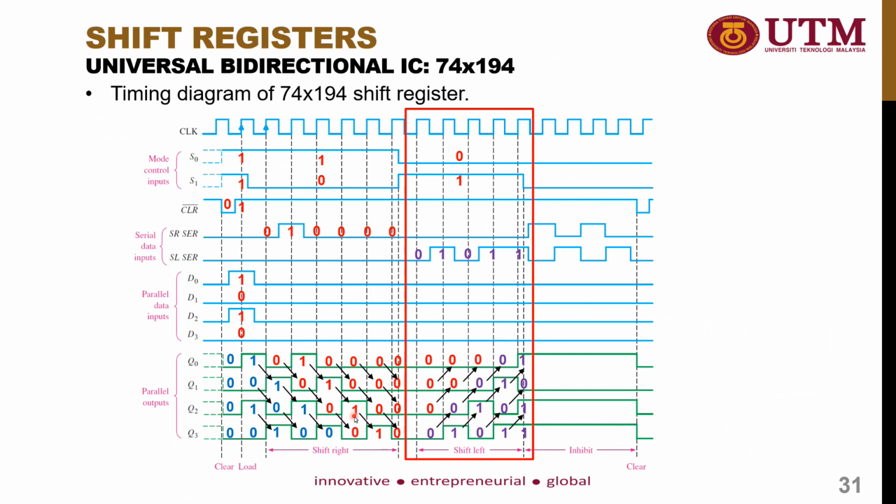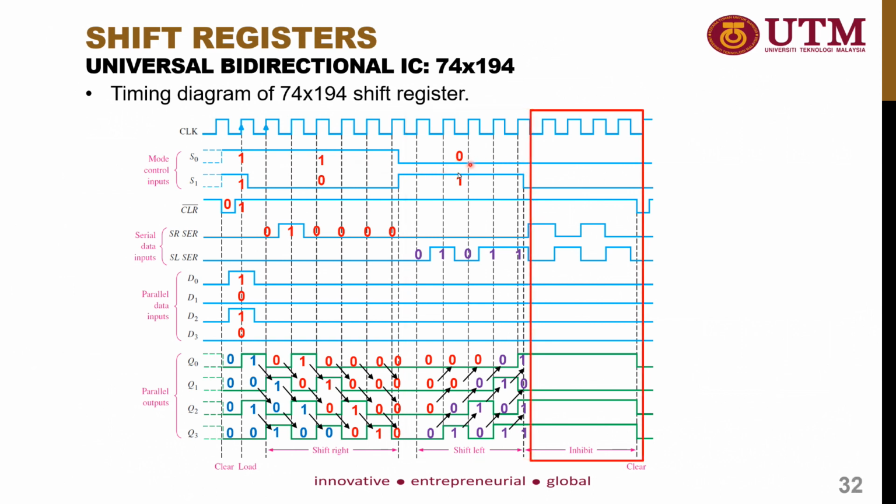Okay, so what you need to know is the correct sequence of the current output of each flip-flop. For shift right, the current output of Q1 comes from the previous output of Q0. For shift left, the current output of Q1 comes from the previous output of Q2. So you must know the correct sequence in order to answer the question correctly. All right, this process will be repeated until the mode control inputs are changed.